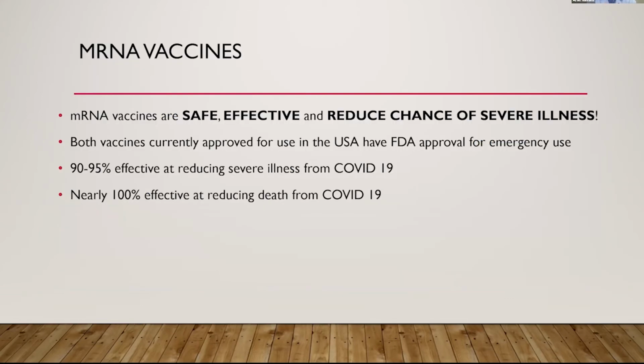So mRNA vaccines in general are safe, effective, and reduce the chance of severe illness. We have two of them approved under emergency use right now in the United States. Amazingly, you're talking about 90 to 95% effective at reducing severe illness and approximately 100% effective at reducing death from these viruses. These are incredible numbers considering the yearly flu vaccine that many of us get, on a good year, is about 70% effective. So we have to recognize these are very, very effective vaccines.